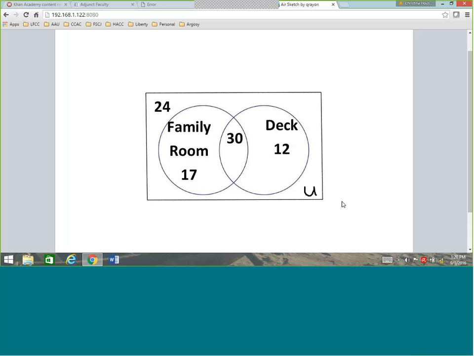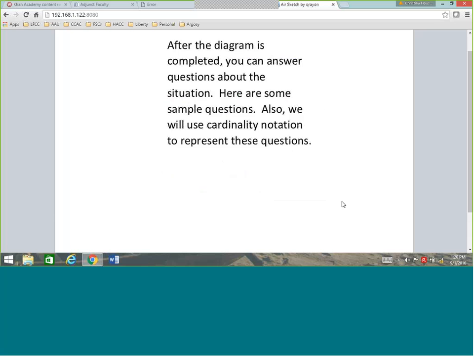And once we have the diagram completed, we can answer questions about the situation, because with these homework problems, they'll give you the situation and then a list of questions. So after I fill in the diagram, I can look at the questions and answer those. So I have a list of sample questions that go along with this situation.